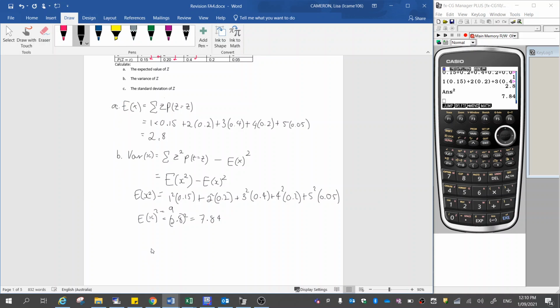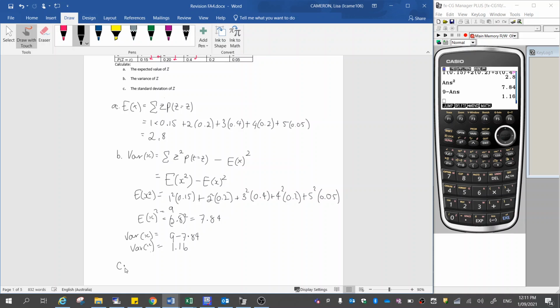Okay, so now we've got our variance of x is equal to 9 minus 7.84. Chuck that in your calculator. 9 minus 7.84 gives me 1.16. So that's my final answer for the variance.